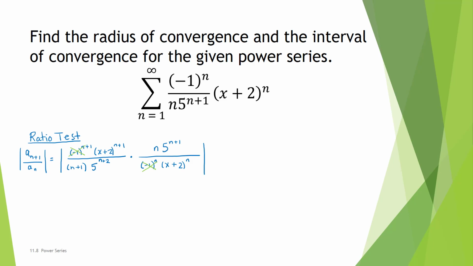Now I'm going to collect factors that are similar to one another between the top and the bottom of this fraction. Because I have x plus 2 to the n plus 1 on top and x plus 2 to the n on the bottom, this leaves me x plus 2 on top. The powers of 5 to the n plus 1 divided by 5 to the n plus 2 leaves me a factor of 5 in the denominator. And then we have n divided by n plus 1.